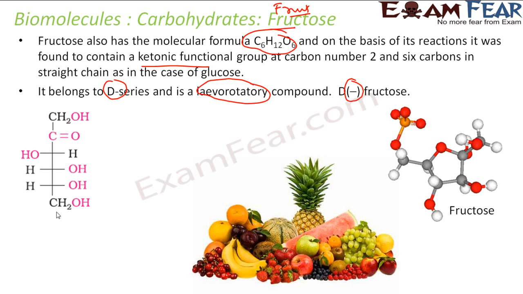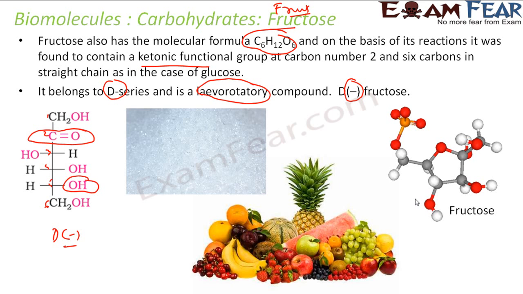This is the structure of fructose, with carbons 1, 2, 3, 4, 5, 6. It has a ketone group. Please remember, glucose has an aldehyde group and fructose has a ketone group, and this is D minus. This is also D because the OH group is on the right hand side. This is the three-dimensional structure of fructose. Pure and dry fructose is very sweet, white, odorless crystalline solid.